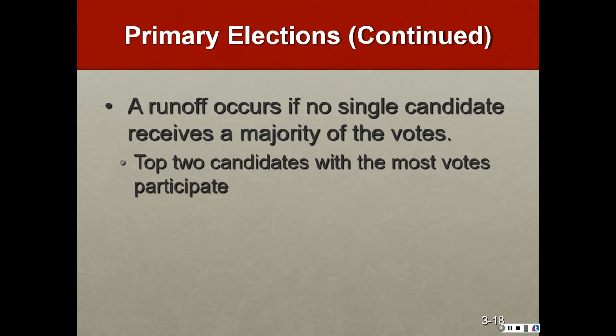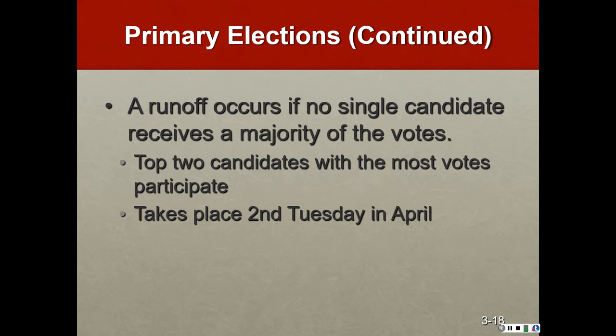The top 2 candidates with the most votes participate. Why are we taking the top 2? Because we know we're going to have a winner. You have to have somebody with a majority. Is it mathematically possible you could end up with a tie? It's possible, but not probable.